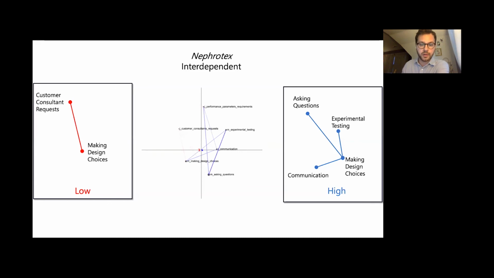So for the interdependent model, this aligns well again. We see on the left, the customer and consultant requests to making design choices. On the right, we see those connections for the high performers in terms of design choices, communication, et cetera.